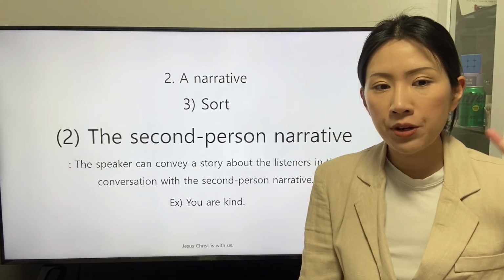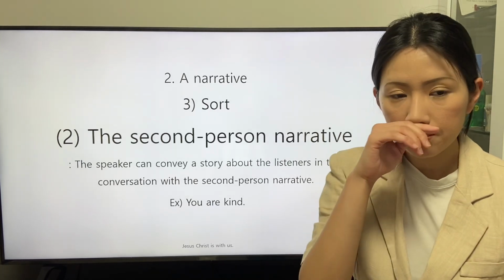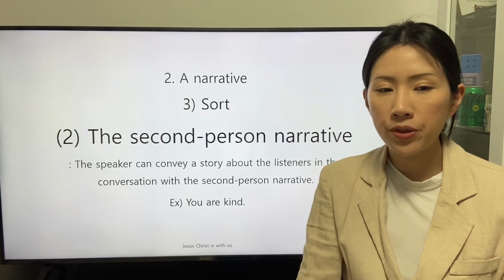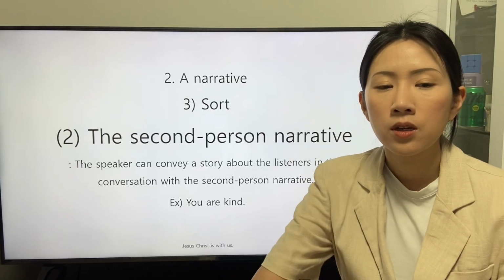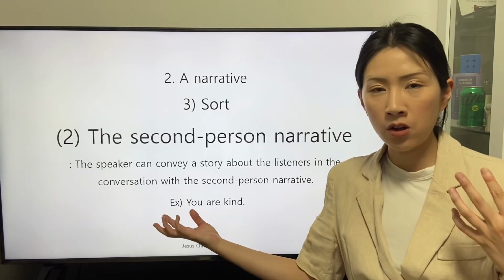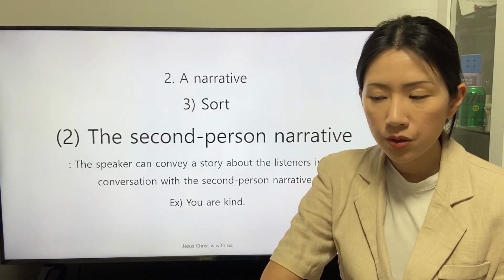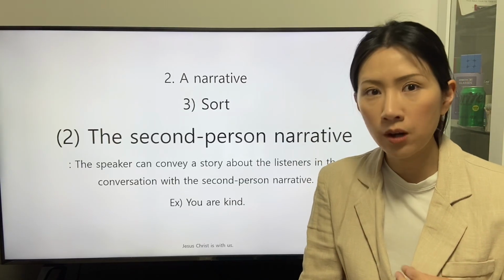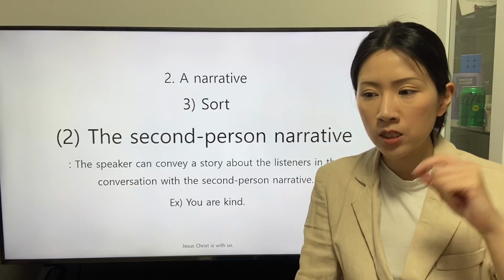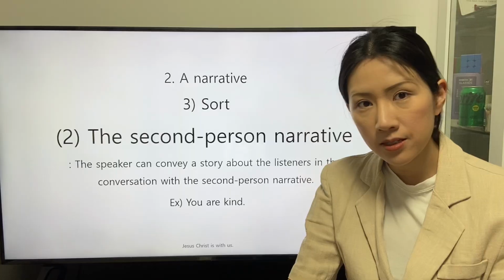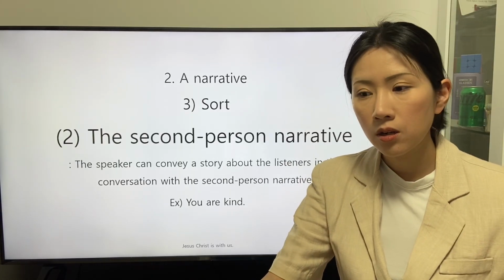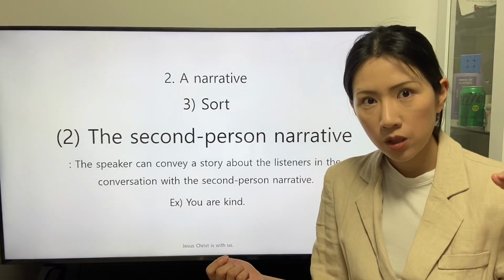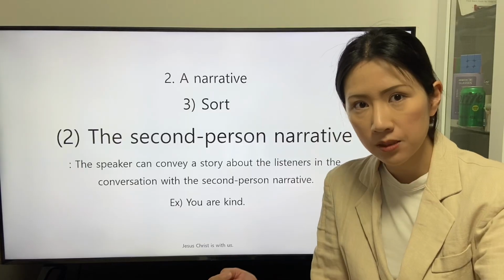The second person narrative is this. The speaker can convey a story about the listeners in the conversation with the second person narrative. There is an example. The speaker states the story about the listeners, and the speaker indicates the listeners in the conversation with the personal pronoun you to indicate the listeners as the subject.